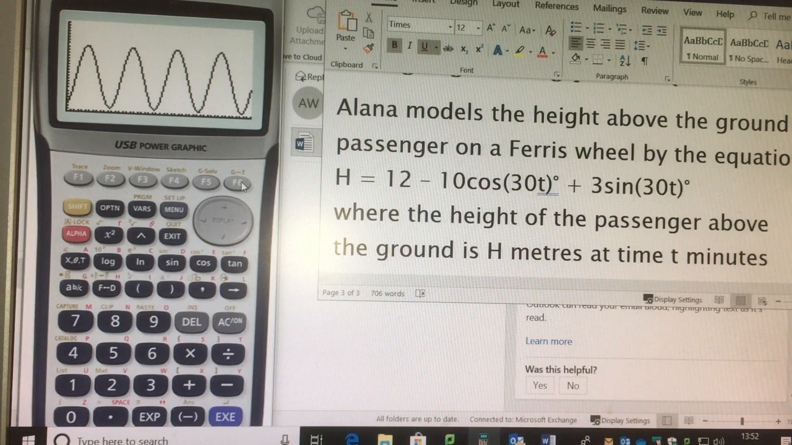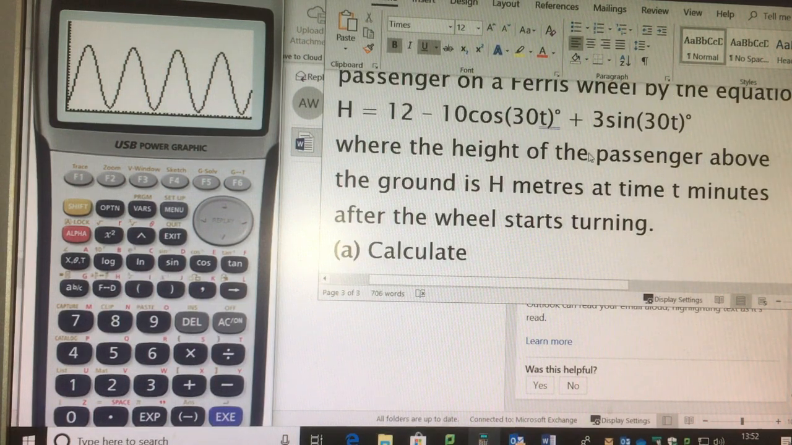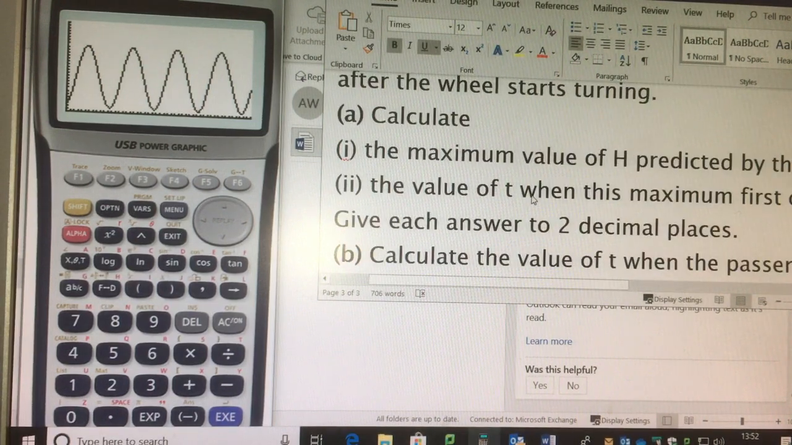Okay, 2 more minutes, guys, and then we'll go through it and have a look at how you do all this. What the graph actually shows is someone's height when they're on a Ferris wheel. You can see they start off on the ground, go up, come back down, go up, come back down as they're going around. So we want to find the maximum height that they get to.